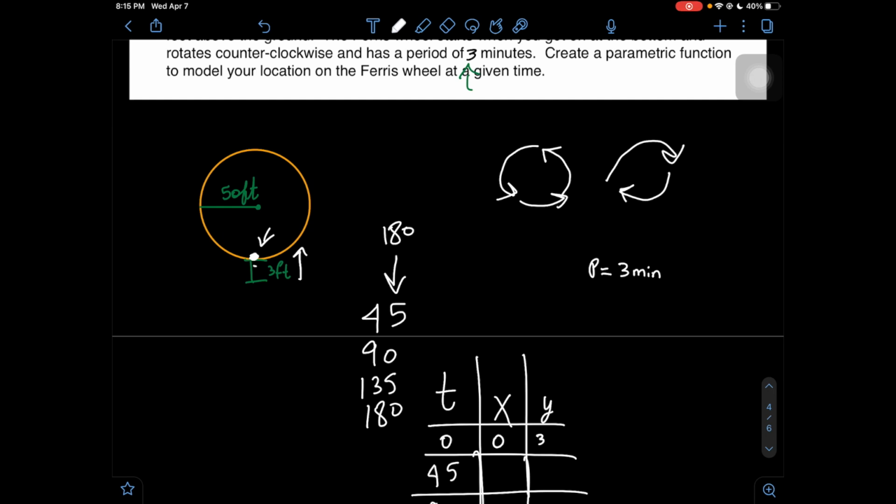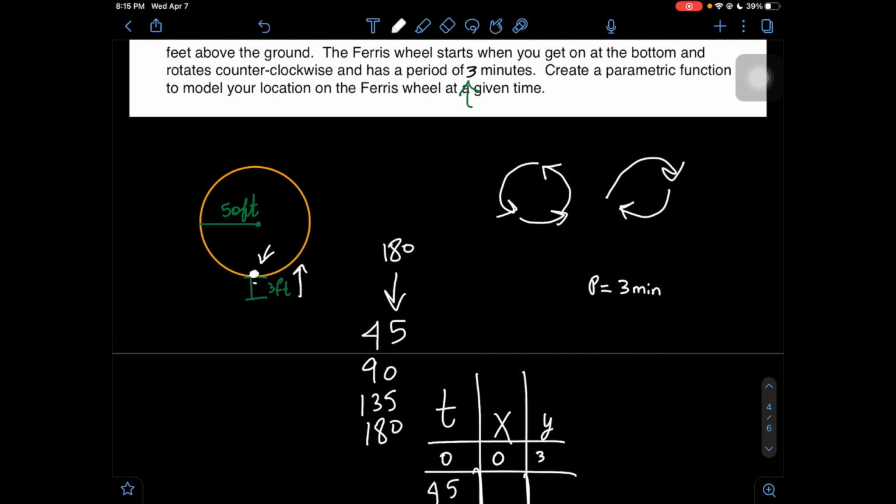We know it takes a total of 180 seconds, or 3 minutes, to complete one whole period, or one revolution of the entire Ferris wheel, which now we need to divide into 4 segments, and we know it moves counterclockwise. We drew how a counterclockwise object moves.